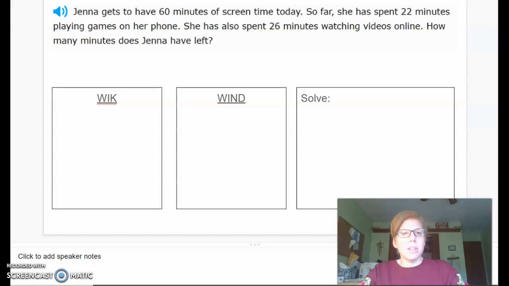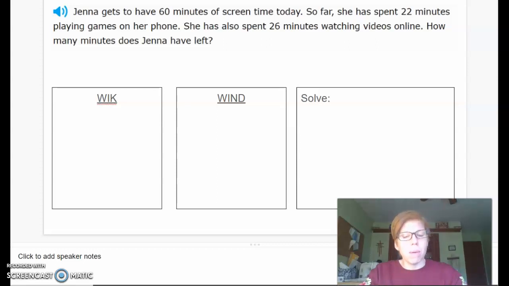Let's solve some addition and subtraction word problems together. I'm going to read this problem out loud. It says, Jenna gets to have 60 minutes of screen time today. So far, she has spent 22 minutes playing games on her phone. She has also spent 26 minutes watching videos online. How many minutes does Jenna have left?